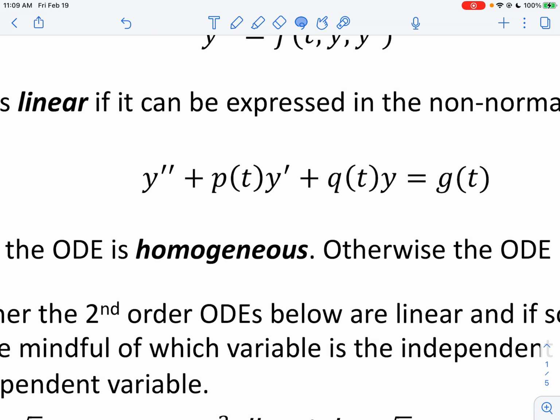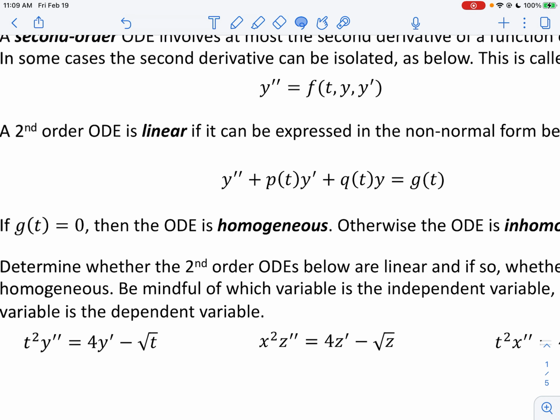They have to be in separate terms, raised to the first power, with a potential coefficient function of t in front of the y and y prime, and then a potential function of t over here on the right side of the differential equation, but a 1 coefficient in front of the y double prime.